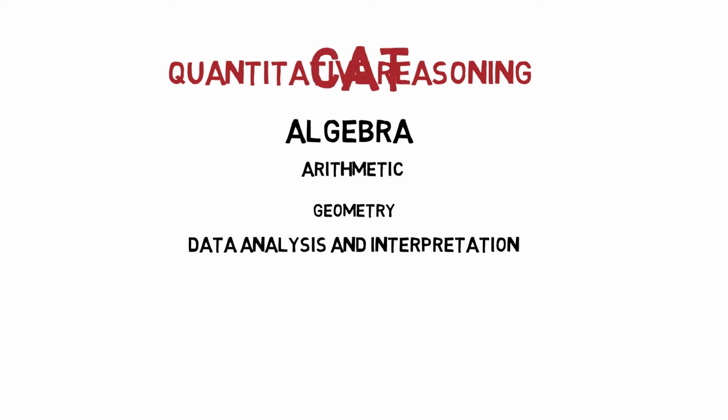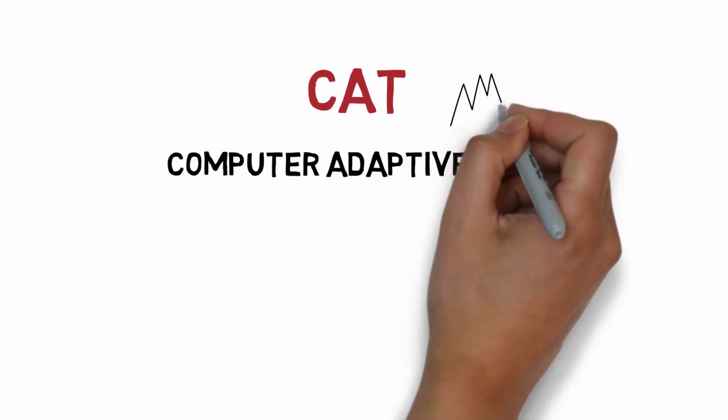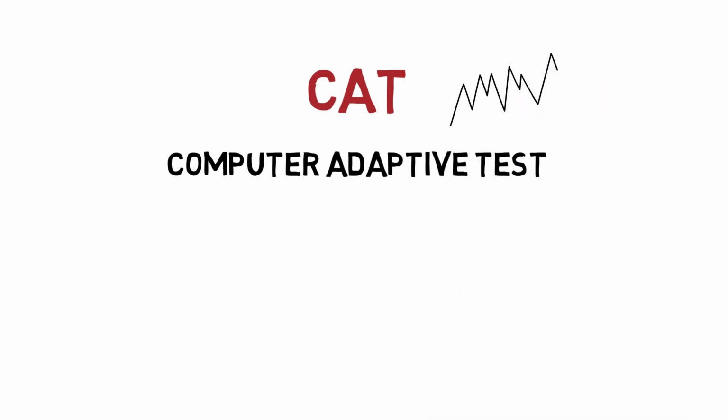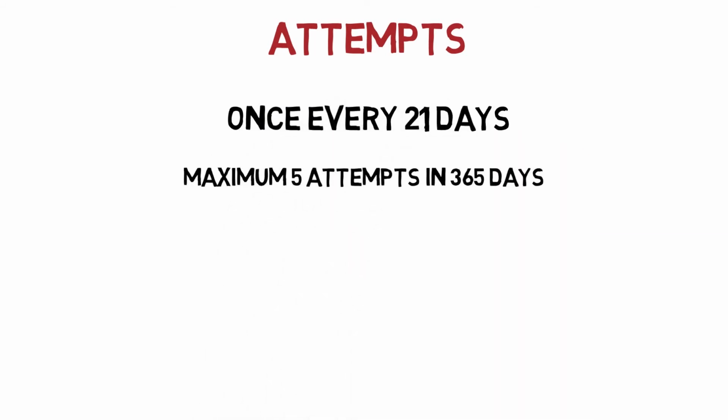The GRE exam has an adaptive format, which means the difficulty level will change depending on how well you have done in one section. So, if you do well in the verbal section, the level of difficulty in the quant section will be higher and vice versa. Number of attempts. You can retake the GRE test once every 21 days, up to a maximum of 5 times within a span of 365 days.